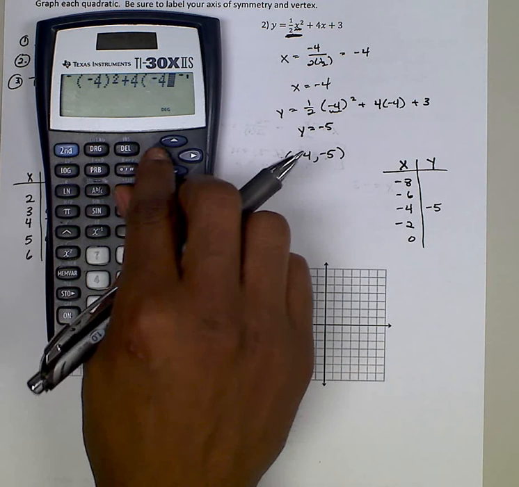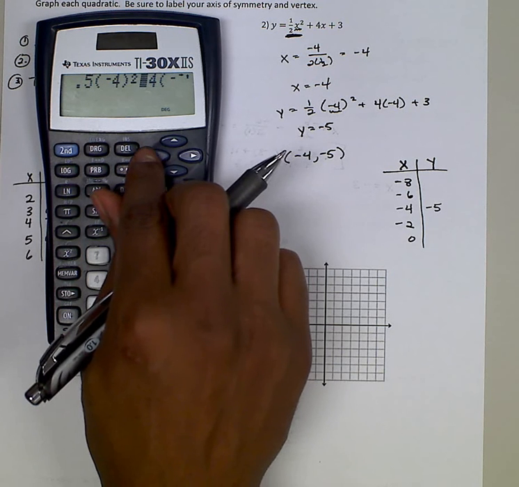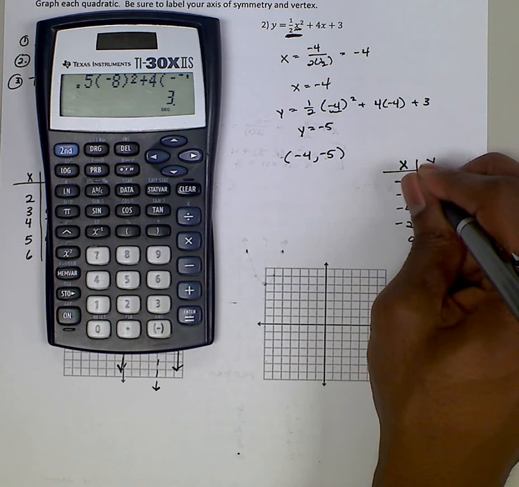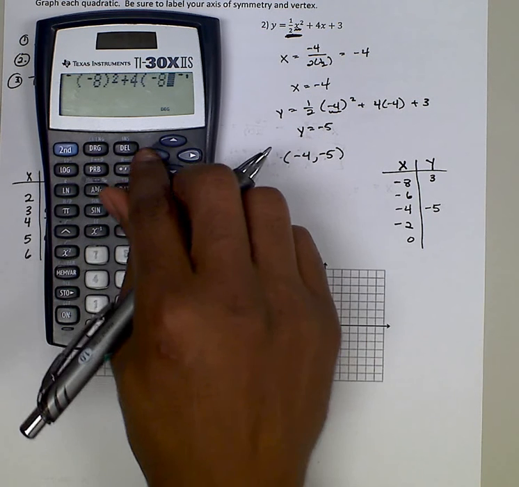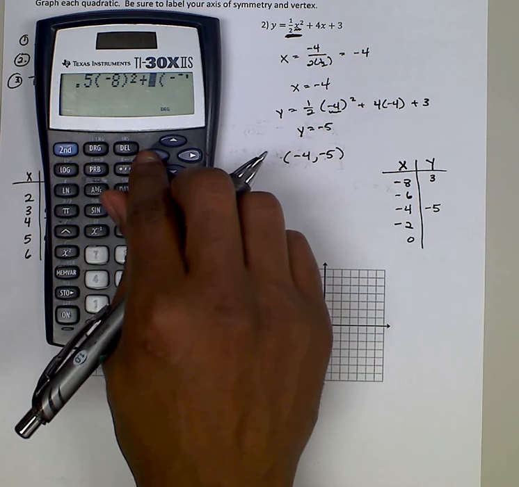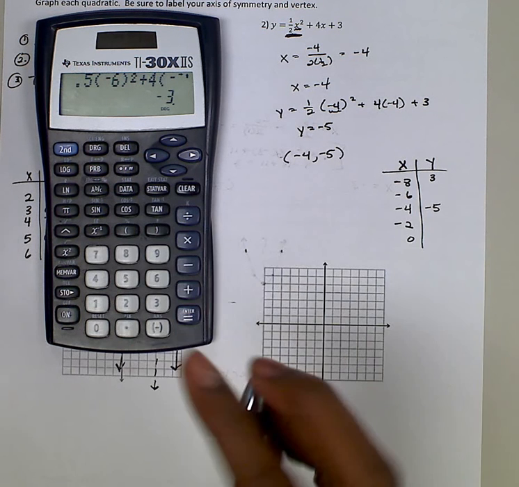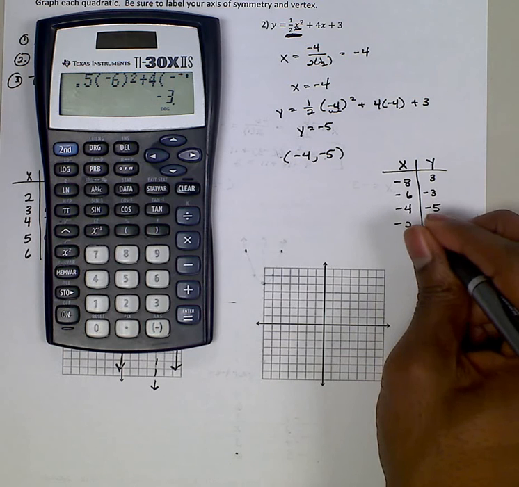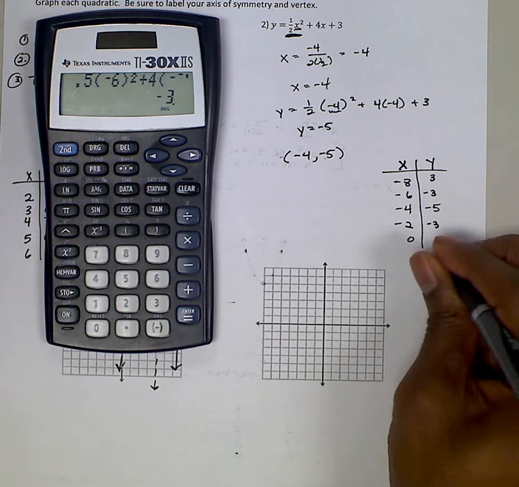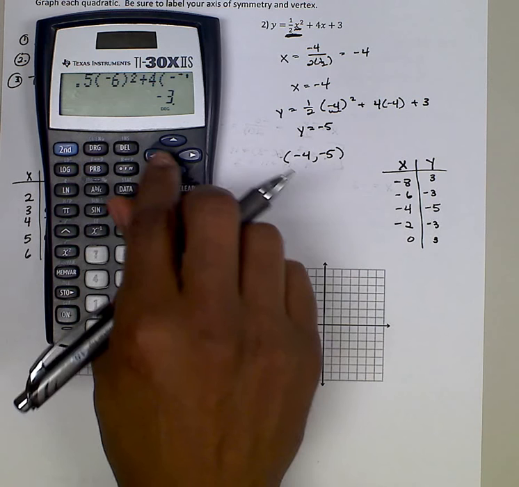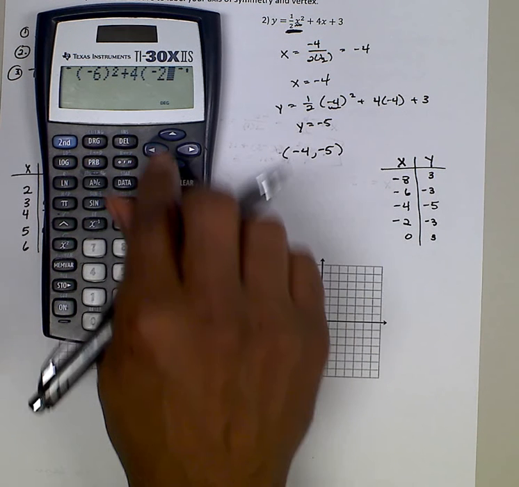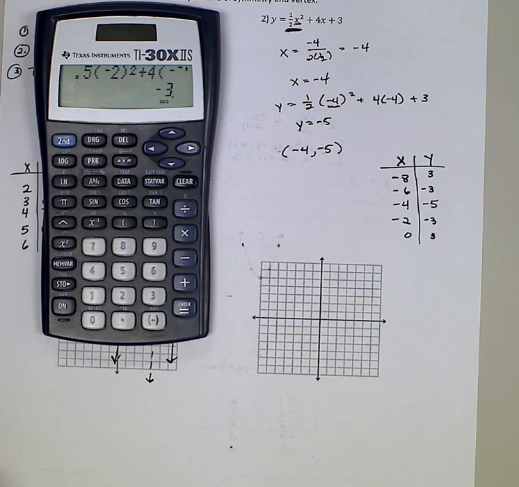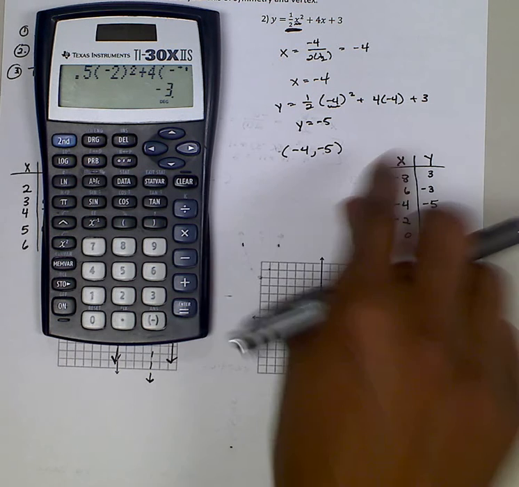Okay, so I'm going to plug in 8 here. I'm going to have negative 8, that gives me 3. Plug in 6 here. When I have 6, that gives me negative 3. Okay, negative 2 should give me negative 3. 0 should give me 3. I'll plug in negative 2 just to make sure I'm on the right track. And I am. Okay, and so I have my values now.